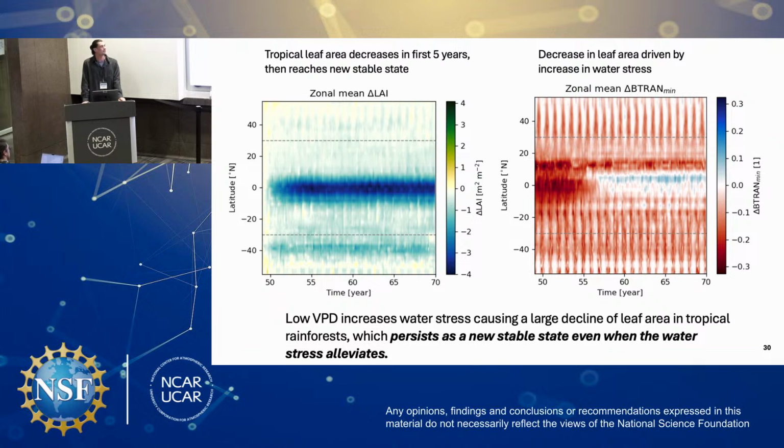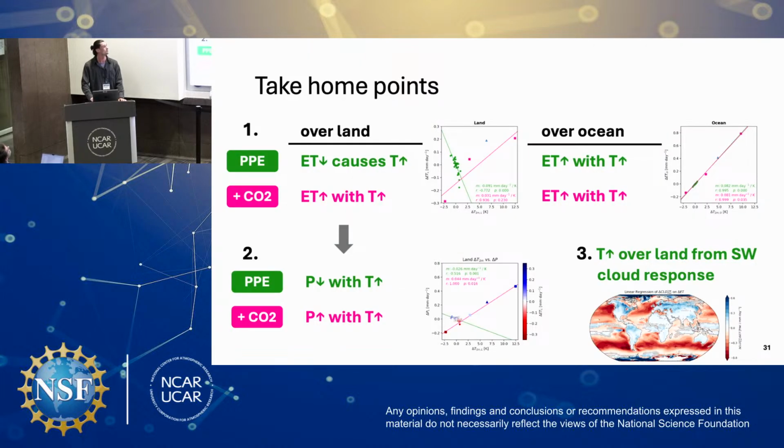You can see that there's this die-off of tropical rainforests in the first 5 years, which is likely due to that increase in water stress. But even when that water stress alleviates, you still have vegetation not growing back. And it's interesting and kind of fun to look at. But that's all I have. I'll go back to our take-home points.